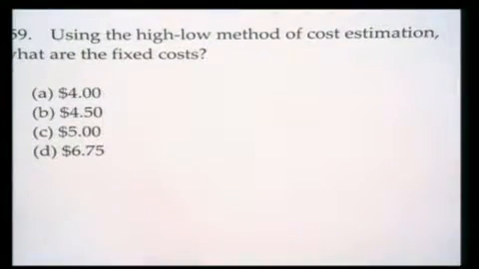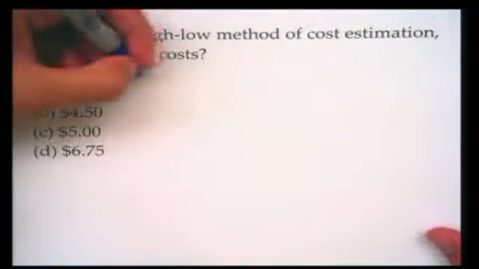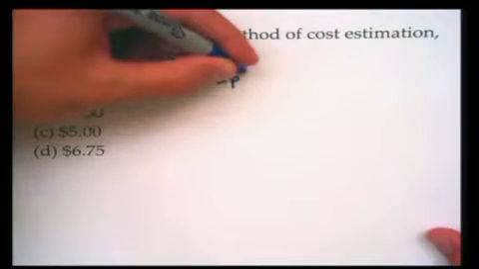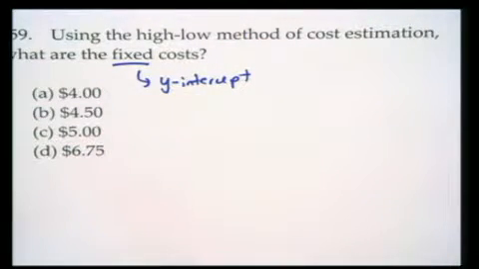What if it asks for this, though? What if it says, what is the fixed cost? Well, you're going to find out in just a second. The fixed cost is going to be represented by the y-intercept. And in order to get the y-intercept, I need to get the slope first. Does that make sense?